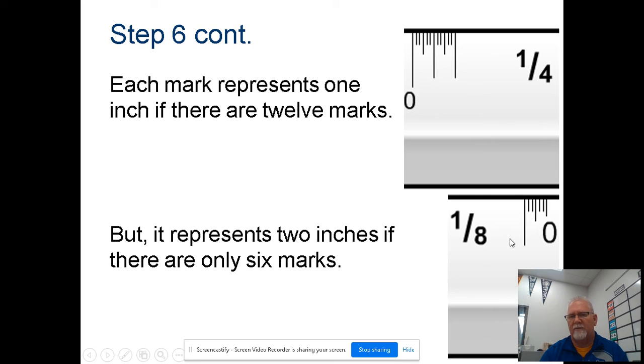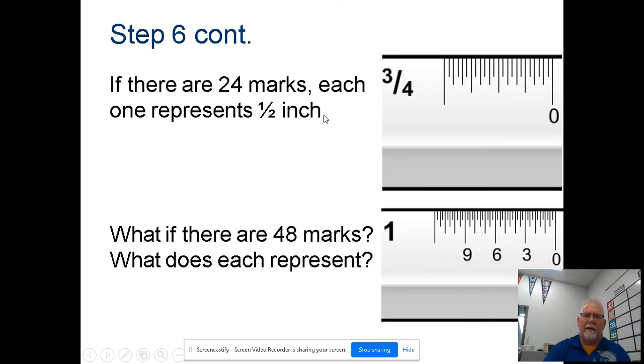So if we have a 1/8 inch scale, look how many marks we have. 1, 2, 3, 4, 5, 6. Now each little mark here represents 2 inches. Okay? 1/4 inch scale, there's 12 markings. 1/8 inch scale, there are only 6 markings. So each mark represents 2 inches. All right, if there are 24 marks, each of those little marks represents a 1/2 inch.